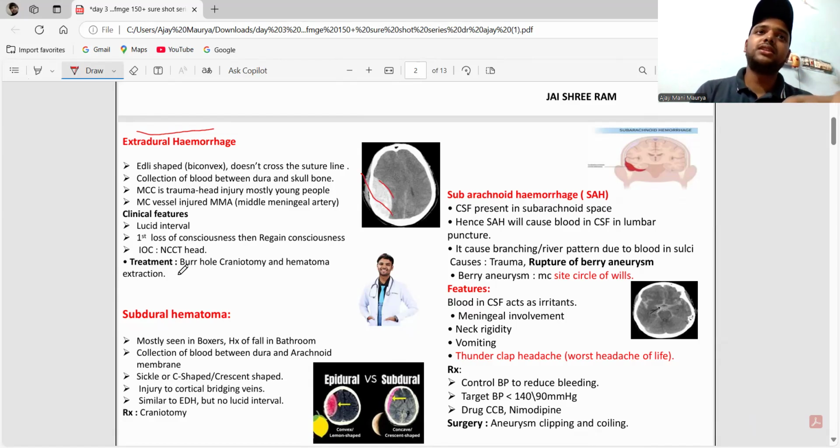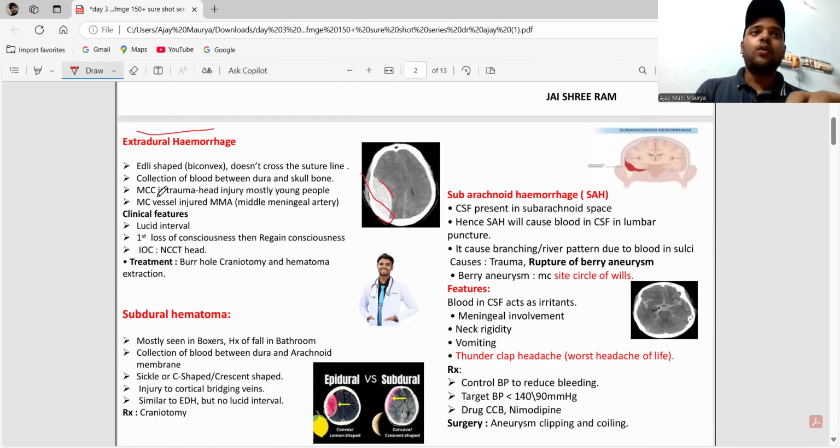The treatment is craniotomy. It is a biconvex shape, also a lemon shape or banana shape, and an idli shape here. It doesn't cross the suture line.